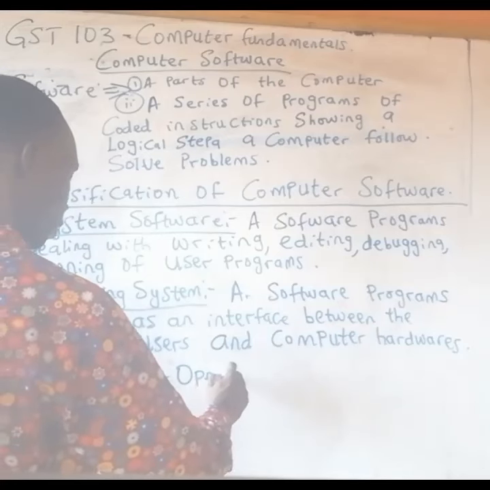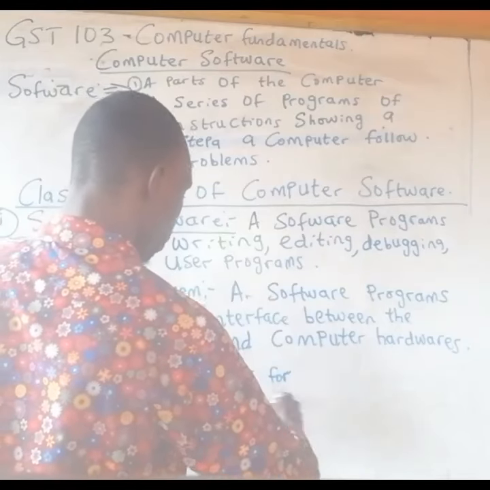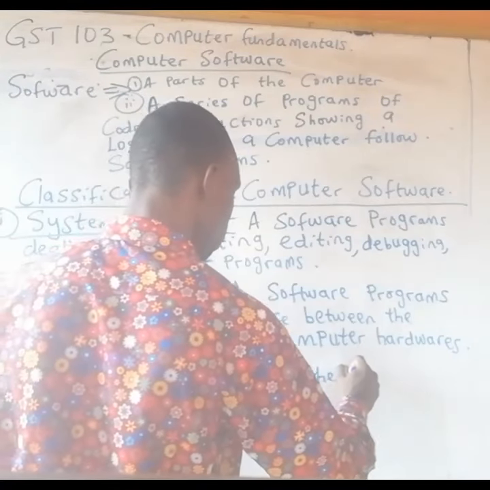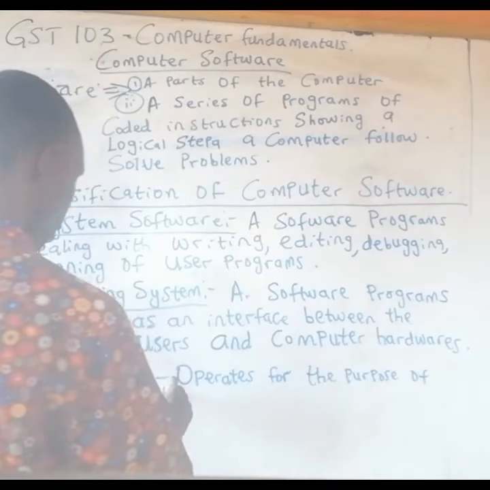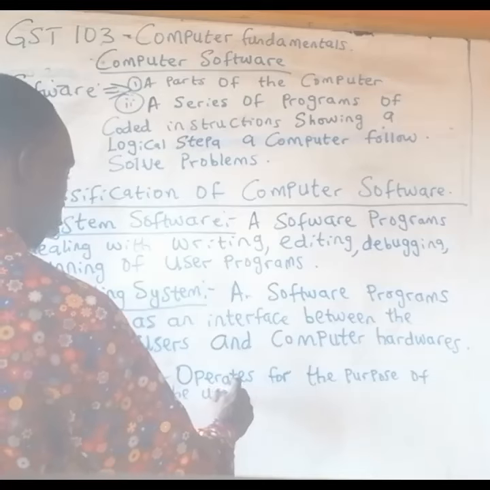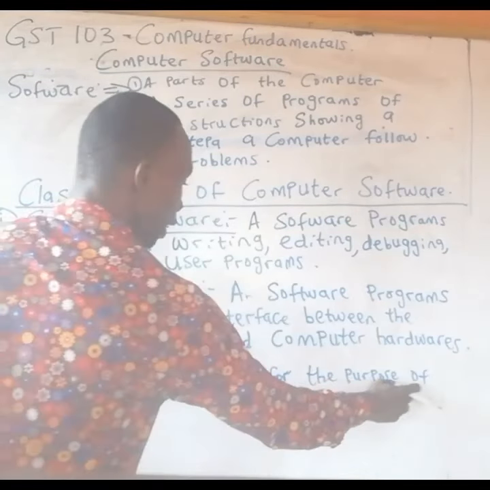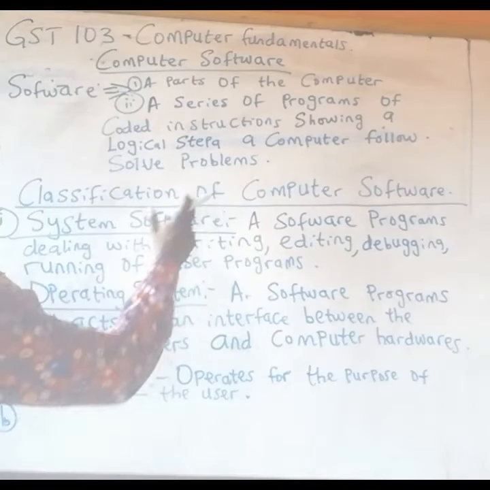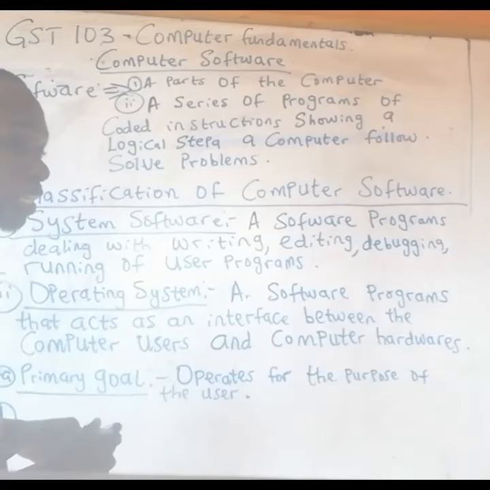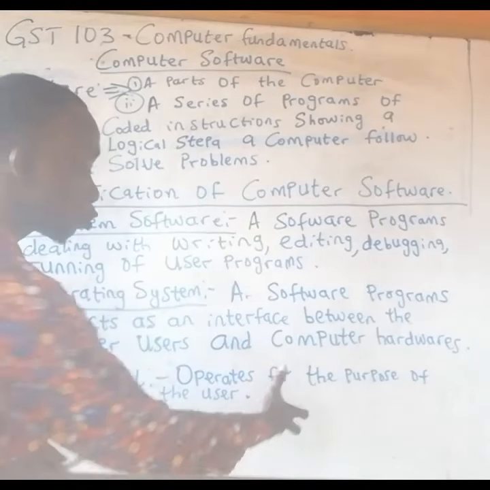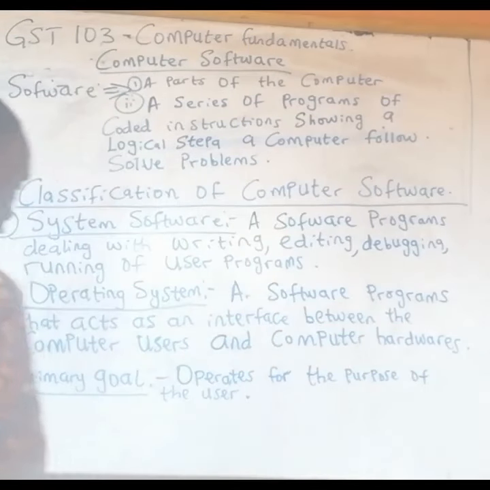It operates for the purpose of the user. The primary goal is to ensure that this operating system enables the user of the software to make using the computer easier. So it operates for the convenience of the user.